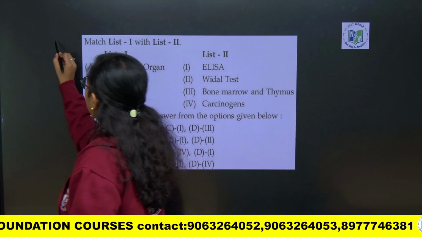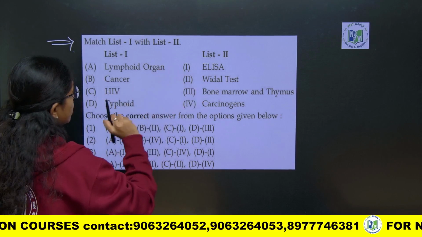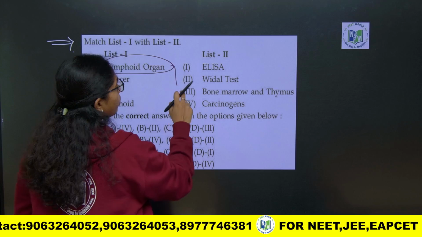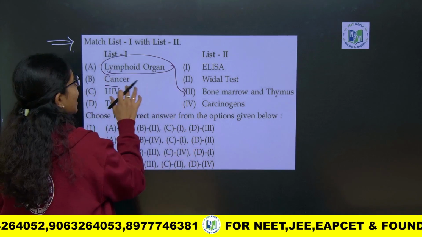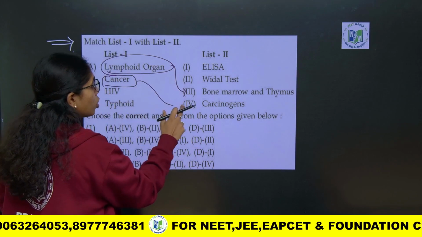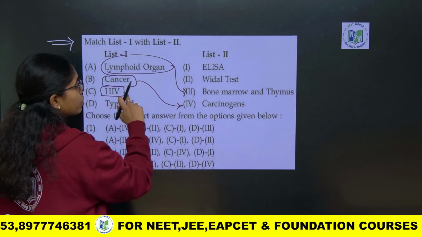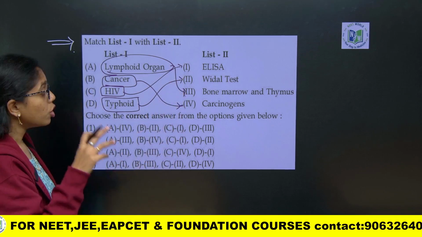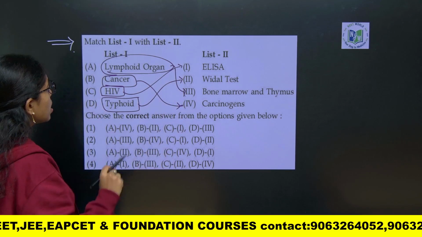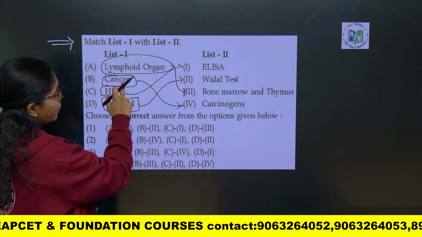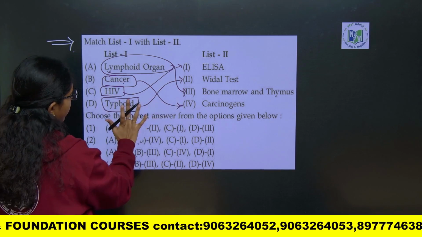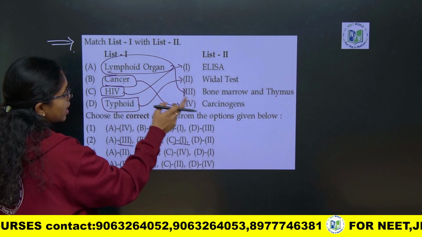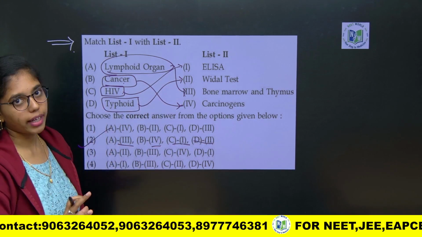And next question, if you look into beta, match list 1 and list 2. Lymphoid organ is related to what? Bone marrow and thymus. Cancer is caused due to carcinogens. HIV is detected through ELISA and typhoid is detected through the Widal test. So here, if you clearly look into the options, A is 3, B is 4, C is 1 and D is 2. Option 2 is the correct answer.